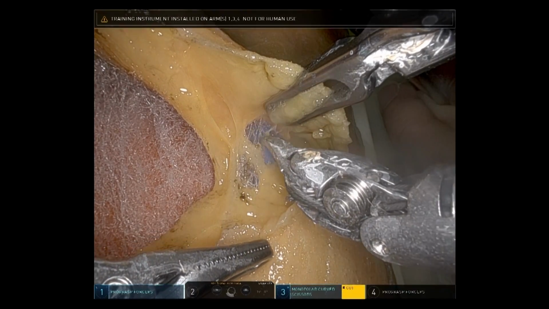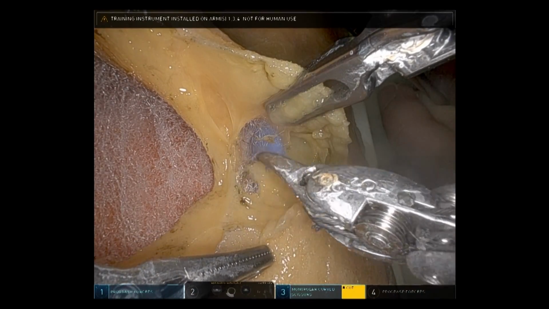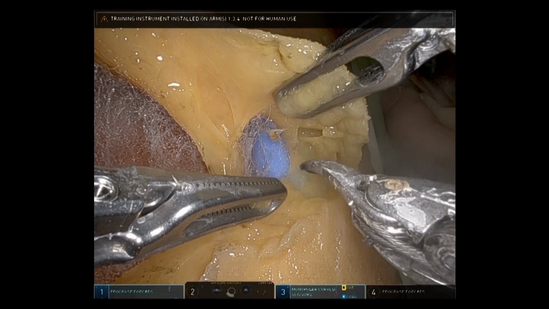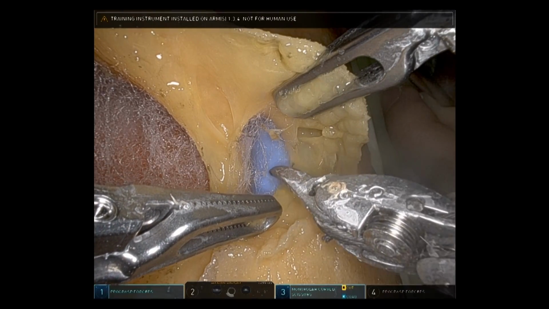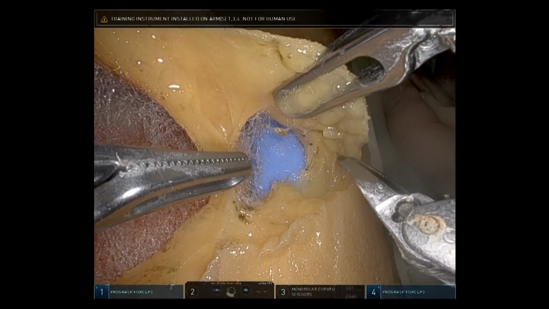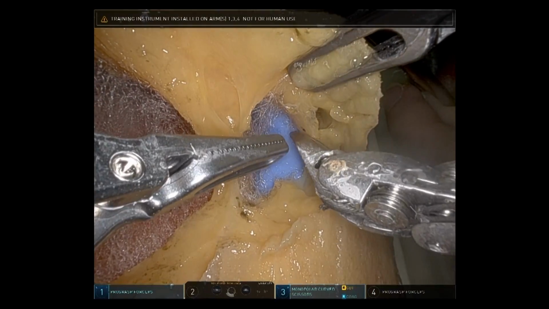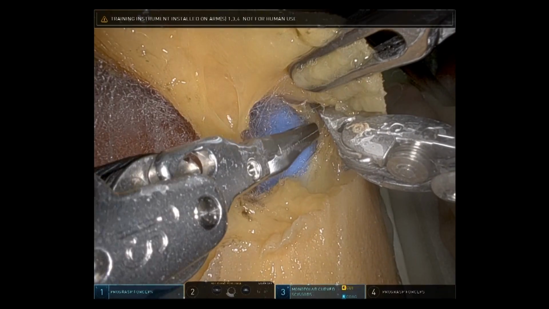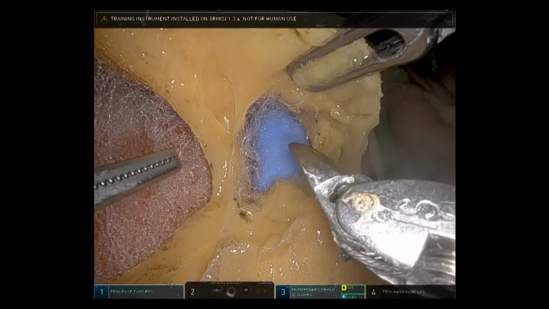Perform gentle dissection along the venous wall. Utilize both sharp and blunt dissection techniques to separate the surrounding tissues. Handle lymphatic and connective tissues with care to preserve integrity.